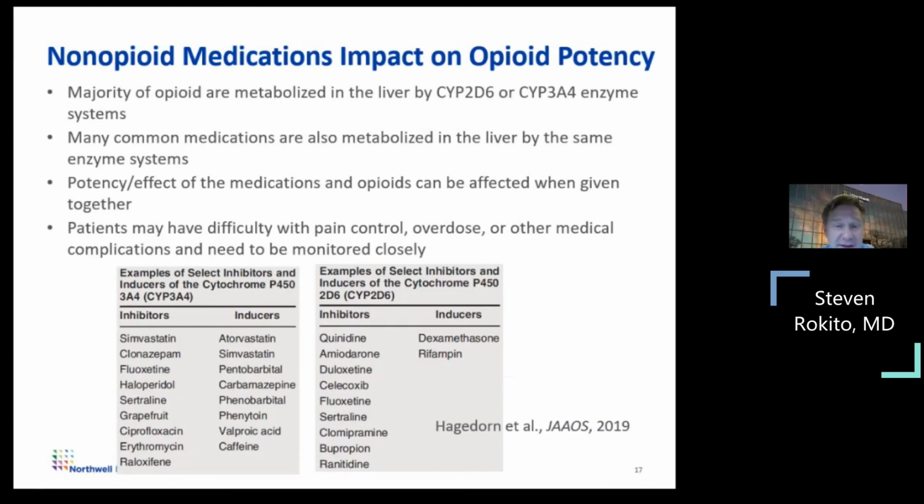So you can see in these 2 lists below examples of select inhibitors and inducers of these cytochrome enzyme systems. So again, very important to understand the list of medications that our patients come in on when we're prescribing opioids.